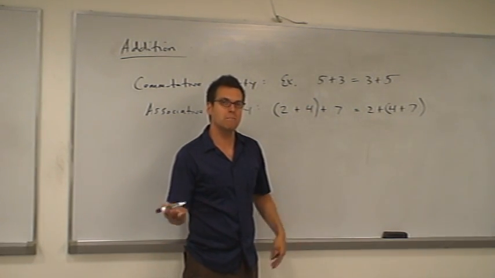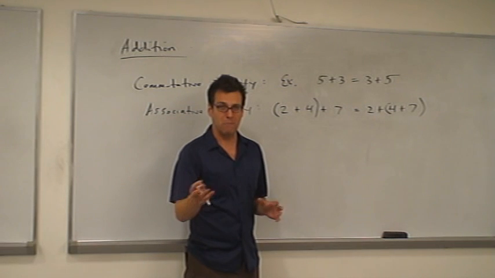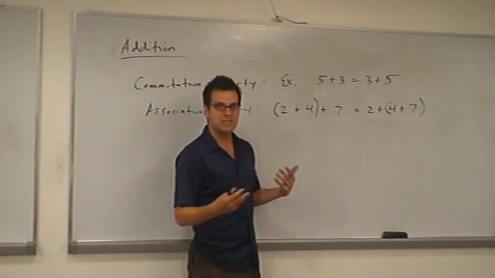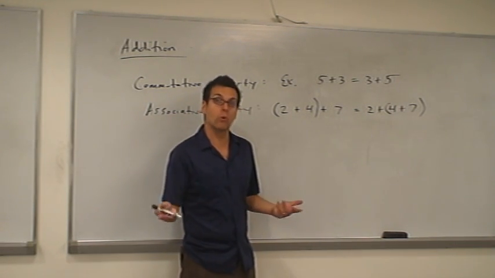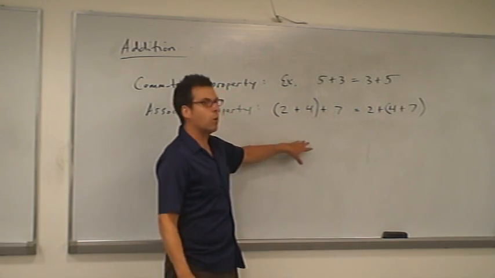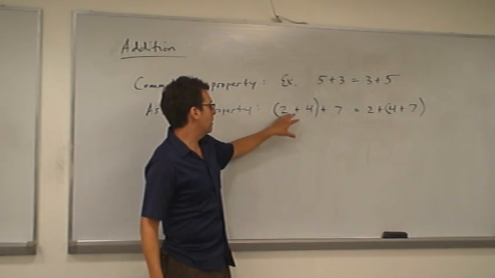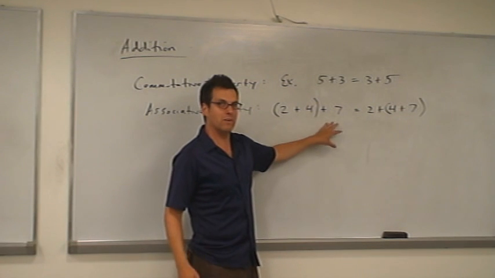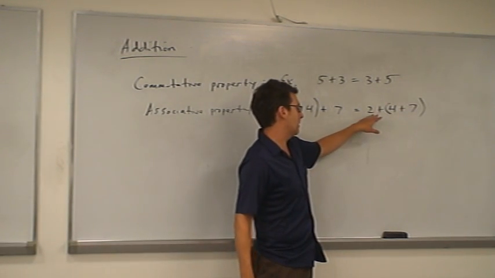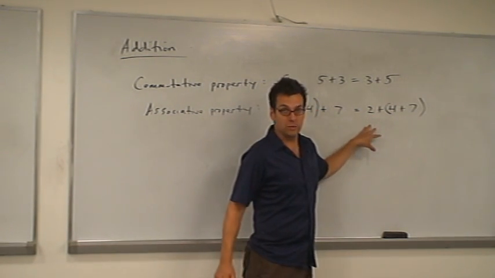Right? It's clear that it doesn't matter which order or which way we combine our money. We're going to have the same amount of money regardless of what order we apply the operation. This is what we mean by the associative property. So if you do 2 plus 4 first and then add 7, you get the exact same answer as you would if you were to get 4 plus 7 first and then add 2.